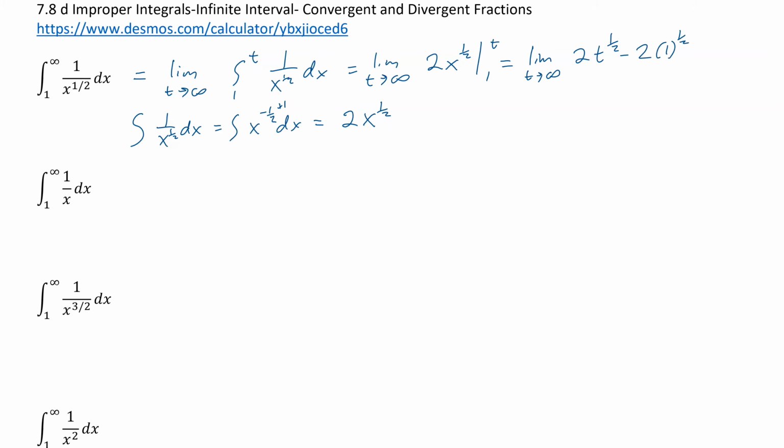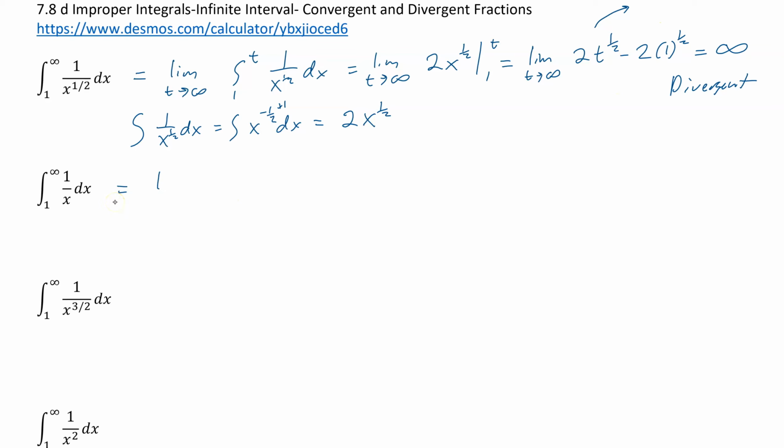like that. All right, and now you can probably notice here, if I were to plug t into here, this is a radical, and if you remember how square roots look, they go off to infinity. So this is going to go off to infinity, which means it's divergent. All right, let's try another one.